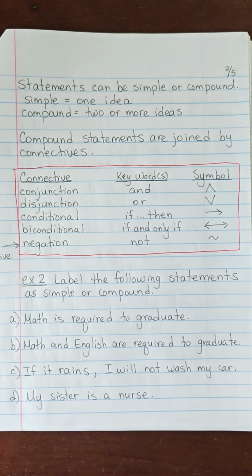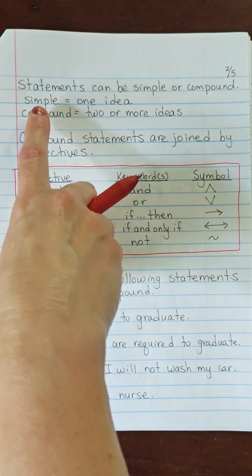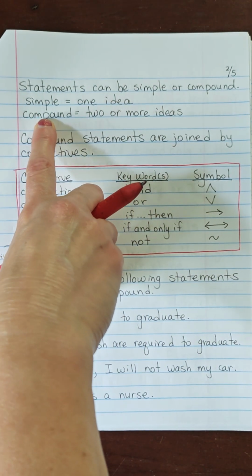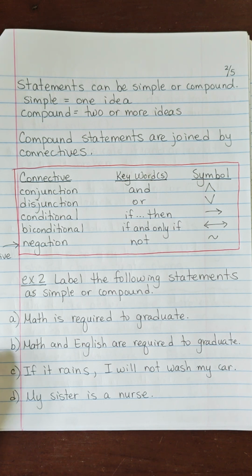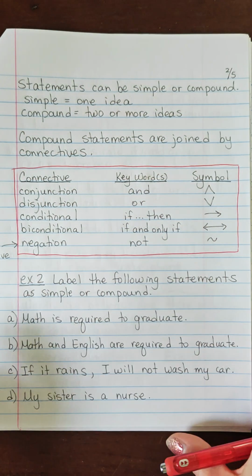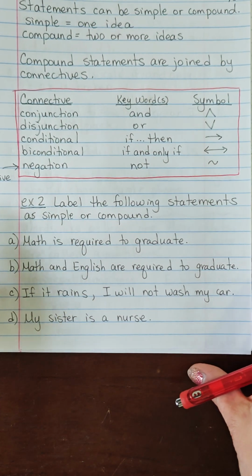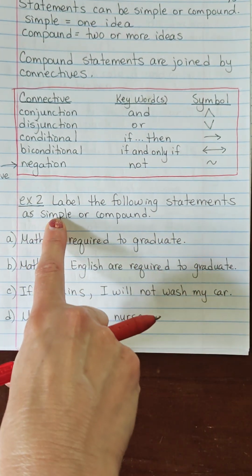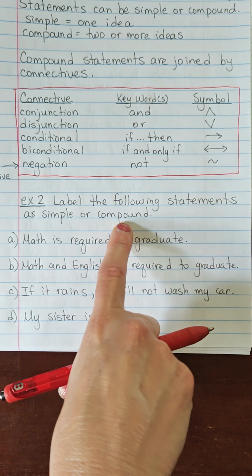Okay, so these connectives, remember, are how ideas are connected. So that means that if we're looking at some kind of statement being simple or compound, we need to look for one of these four connectives. So next up, I'm going to give you some examples, and we're going to label them as either simple, one idea, or compound.